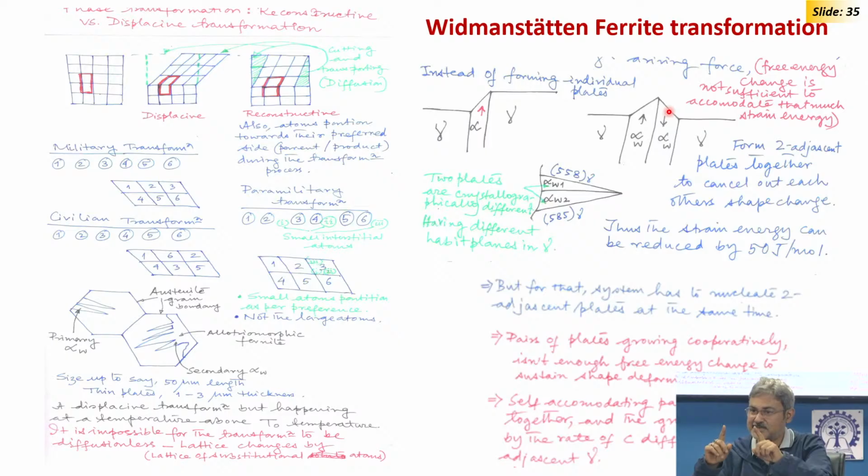So, that is why these plates are thick and long, preferably nucleating at the boundary, and associated with carbon diffusion at the same time when this is happening. So, these are thick long needles.